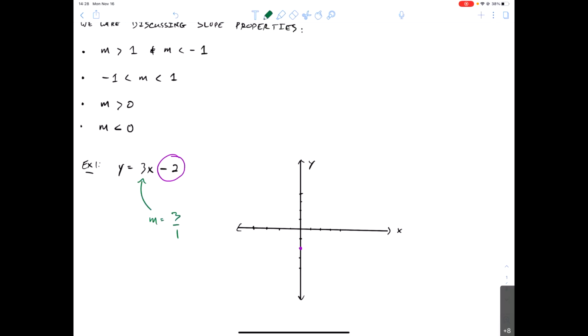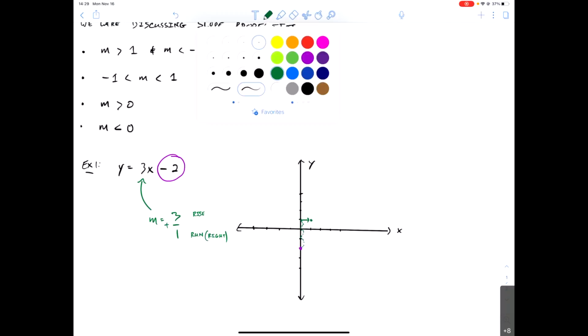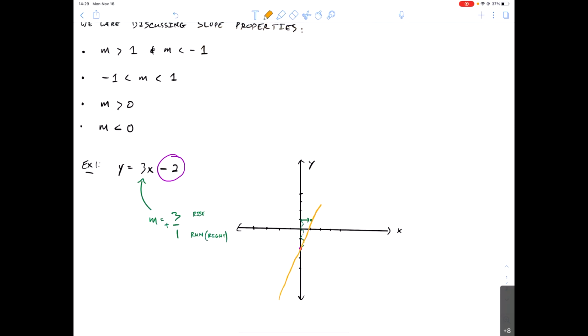Then you graph it. This tells you to rise 3, and then you're going to run right, because this is a positive slope, a positive number. So you go up 3 units, 1, 2, and 3, and then you run to the right 1 unit. And then when you graph this, lo and behold, it's just this.